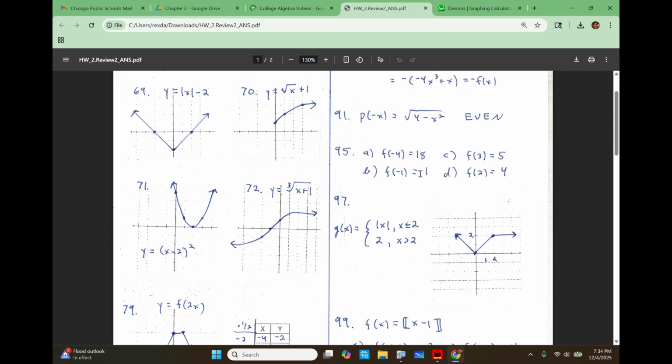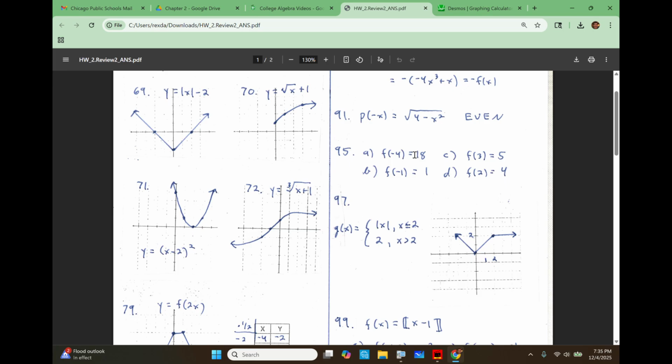Okay, 95, I'm given a piecewise function and I'm looking for certain values. So in part A in 95, I want to know f of negative 4. Okay, so there's 3 different rules that I'm looking at in problem 95. So for x values less than negative 1, I'm following rule 1. For values of x greater than or equal to negative 1 and less than or equal to 2, I'm going to follow rule 2, the x squared. And for x values greater than 2, it's just going to equal 5.